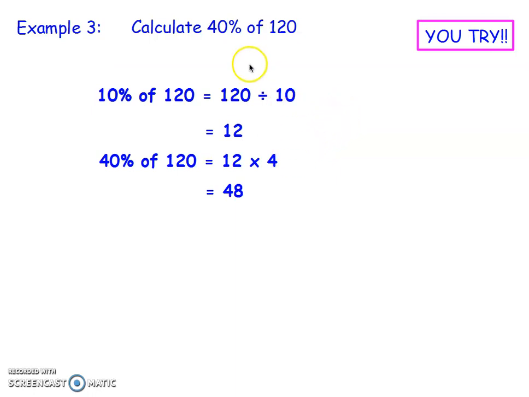Okay, so in this case, for 40%, we would start with 10% of 120 as 120 divided by 10, giving an answer of 12. Again, we would want the pupil to link 10% to 40% by multiplication by 4. So they take the answer they got for 10%, multiply it by 4, and they end up with an overall 48.